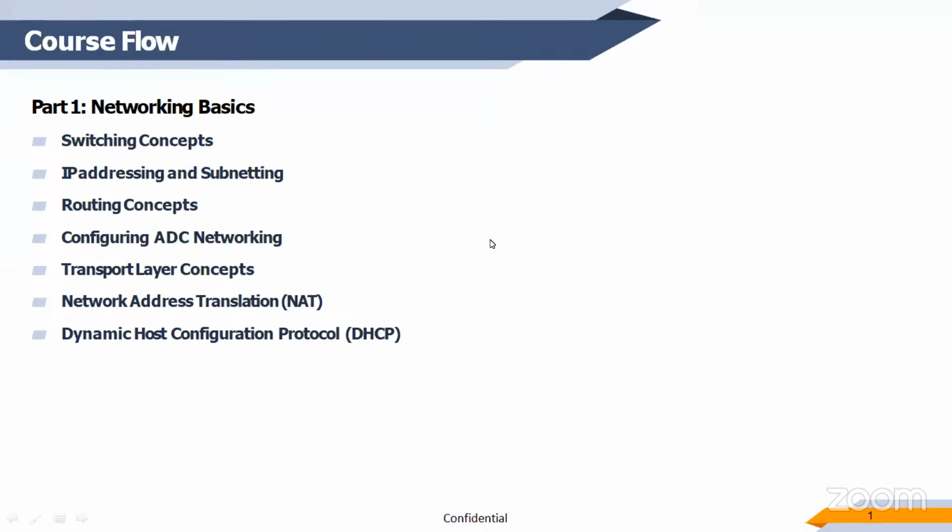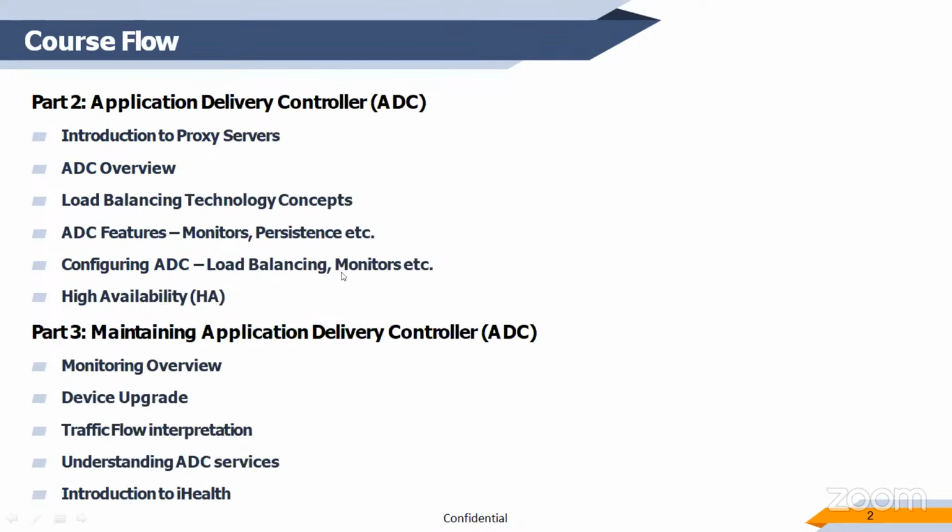So we'll take a review on how we can build an ADC network, and what things you need to keep in mind when configuring the ADC device. Then we'll take a review of the transport layer, NAT and DHCP. So this will be part of your basics of networking. Now if I move to the next slide.